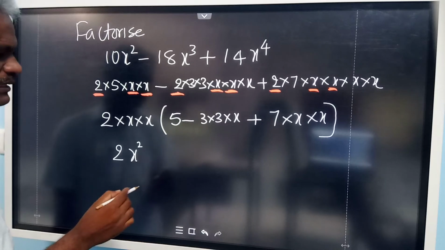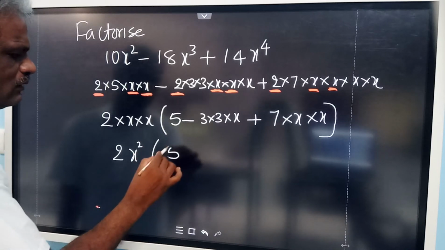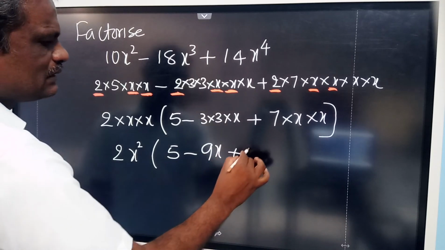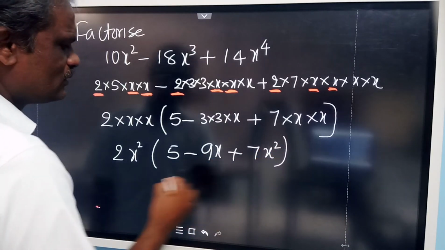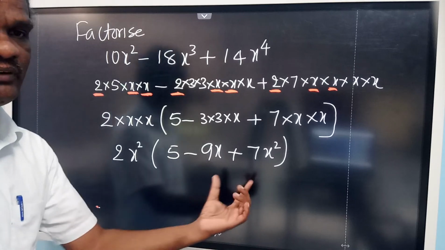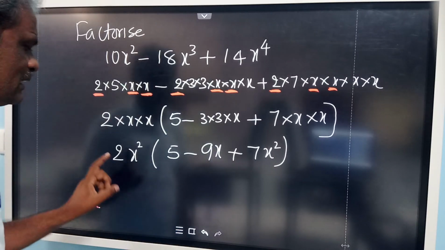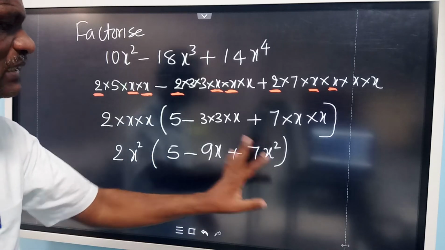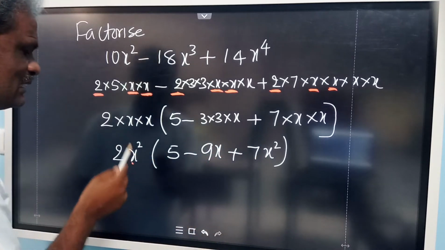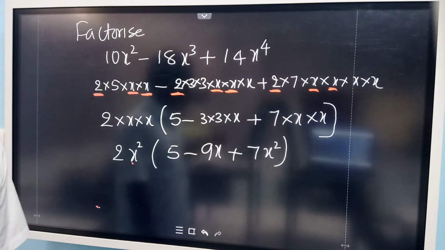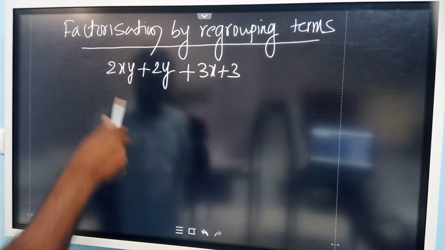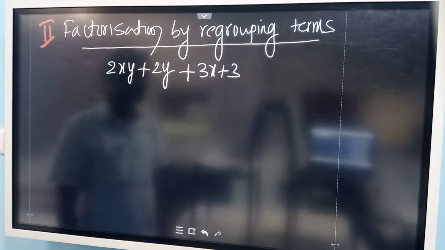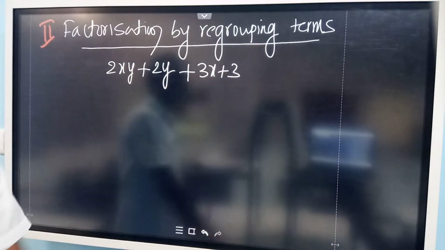2x square, you can write this. x into x, x square. 5 minus 9x plus 7x square. So this is completely one expression, you cannot factorize it further. So what are the factors? 2x, 5 minus 9x plus 7x square is one factor, x is another factor, 2 is another factor. This is the second type of factorization. First one was the common factor method, second one is regrouping terms.